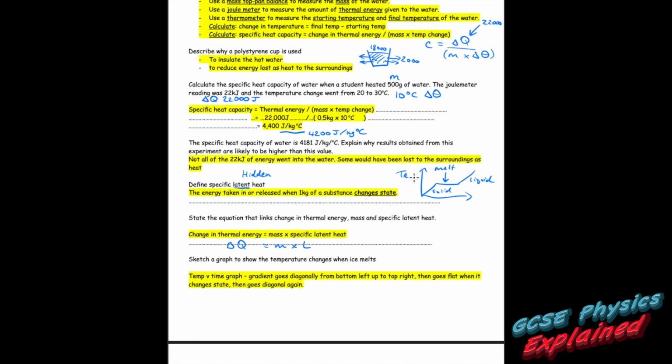So this would be temperature up the side in degrees C, and that would be time along the bottom in minutes perhaps. And the gradient goes diagonally from bottom left up to top right. Then it goes flat when it changes state, and then it goes diagonal again as it once again heats.